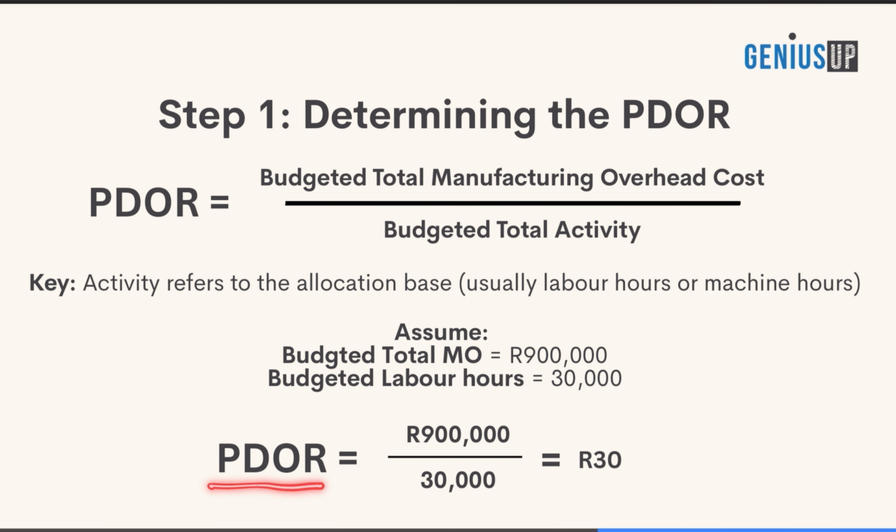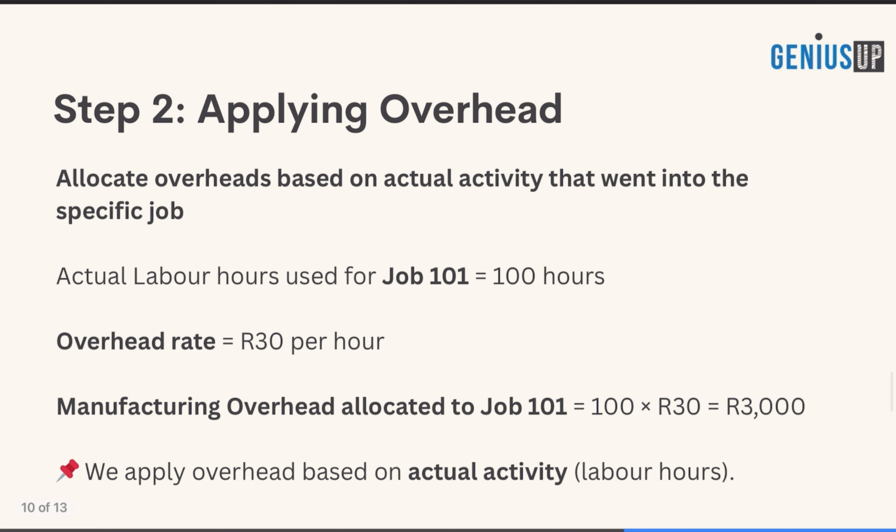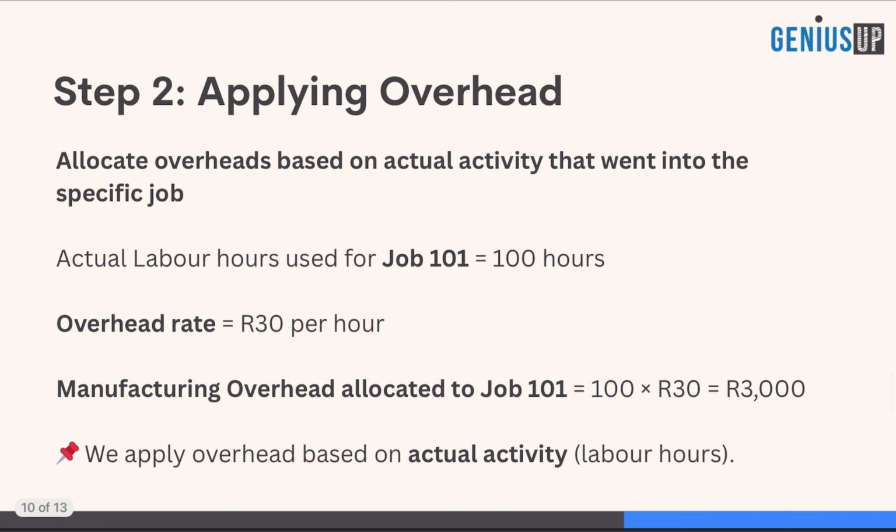So your predetermined overhead rate is going to be the budgeted total manufacturing overhead cost of 900,000 divided by the budgeted labor hours, budgeted activity for the year, which is 30,000 labor hours. Meaning that your predetermined overhead rate is 30 rand per labor hour, right? So now when you're applying your overhead to a specific job, you need to allocate overheads based on actual activity that went into the specific job. Remember, we said activity is the allocation basis. In this case, we said it's labor hours.